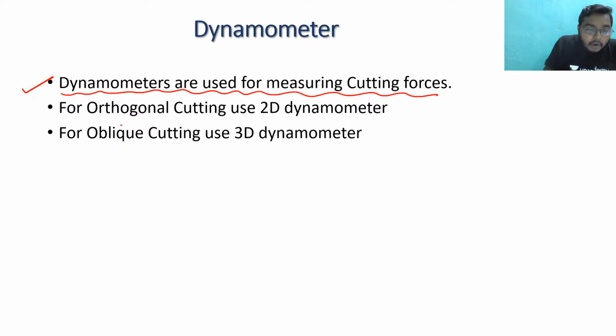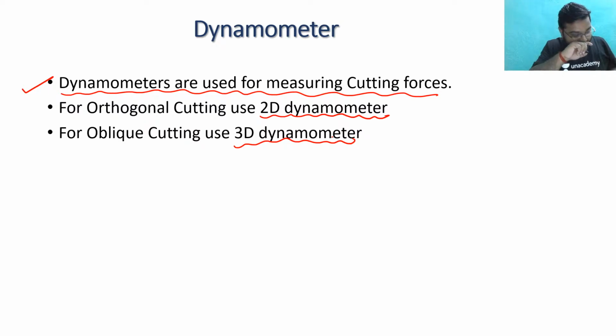Next, for orthogonal cutting we use the 2D dynamometer. We have also discussed that orthogonal cutting has only two components of forces, and hence it is also known as 2D machining, and hence to measure the 2D forces we require the 2D dynamometer. Similarly, for oblique cutting we require the 3D dynamometer. If you have any doubt, then please ask me. Otherwise I am proceeding.